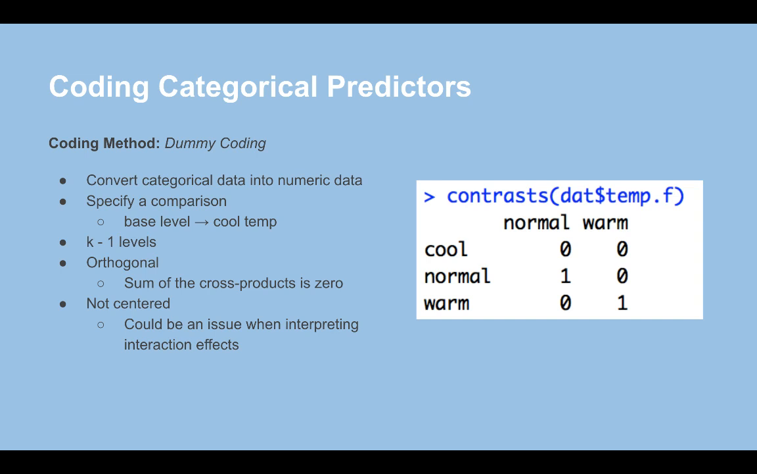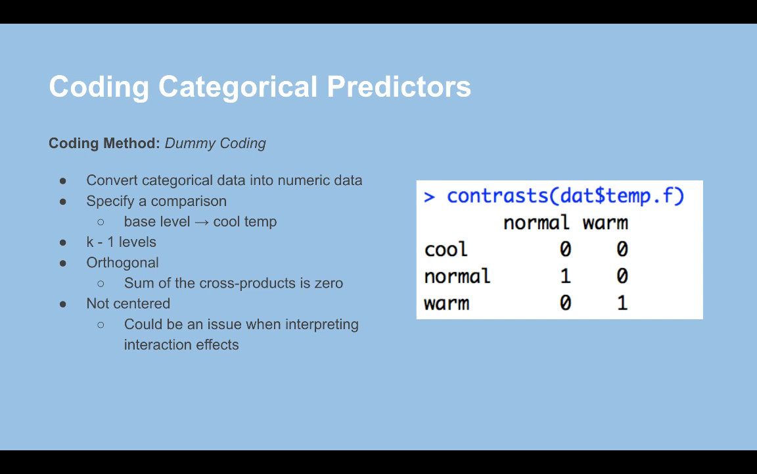So before we can run any models, we first have to code our categorical predictor. And coding allows us to convert categorical data into numeric data. And so we've used dummy coding, which is the default in R. So once we set our categorical variable as a factor, it is dummy coding, and we can produce this contrast matrix, which shows us our comparisons.